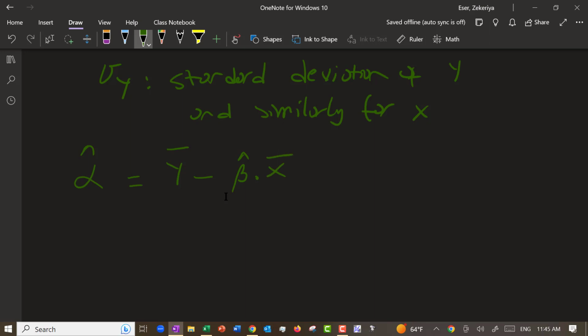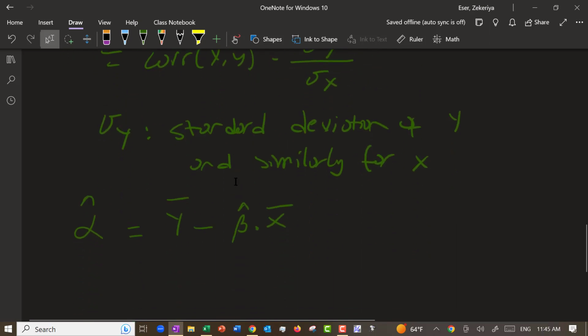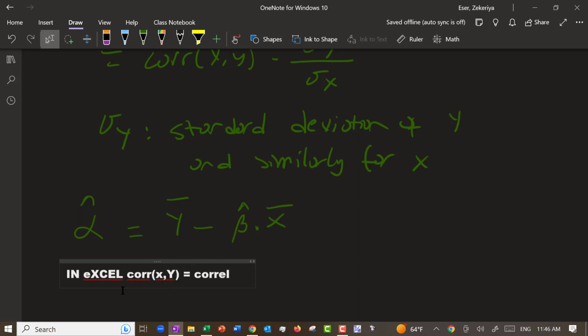Normally, I don't particularly care about that, but since we're going to do only simple linear regressions, I want to be able to do this quickly for a lot of different portfolios on a spreadsheet. So we're going to use basically these formulas. And in Excel, the correlation of x and y is a function called CORREL of x and y. The order doesn't matter.